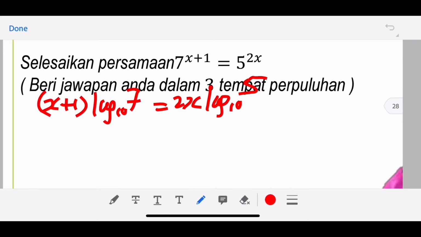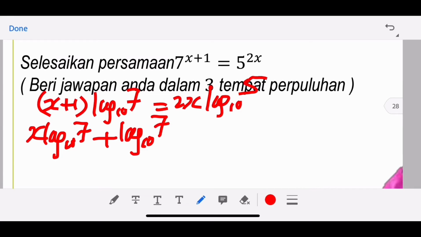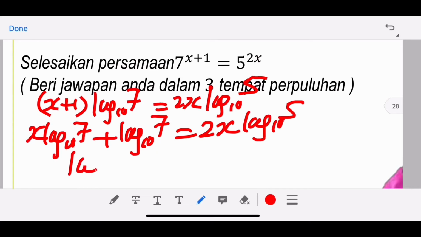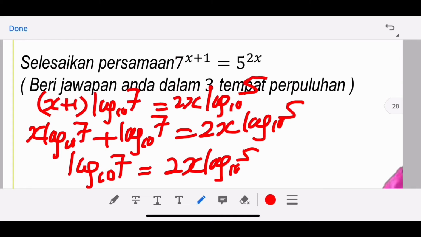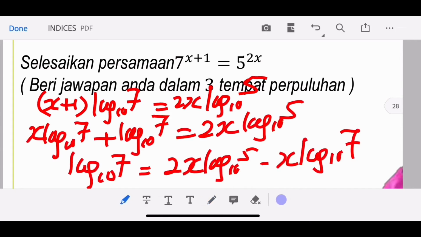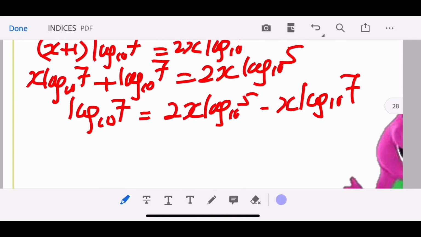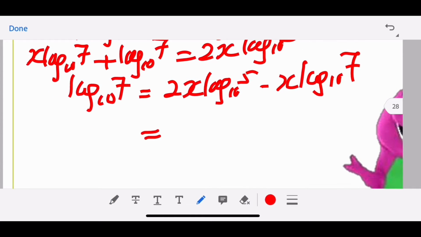Like this, you can just do expansion: x times log 10 7 plus log 10 7 equal to 2x log 10 5. Okay, that is how you do in order to get the accurate answer. So we will accumulate all the log 10 5 and log 10 7 with the x to one side, and the one with log 10 7 alone at the left hand side. Okay, so then you have to factorize your x because you need to solve the x. So that's how I do.